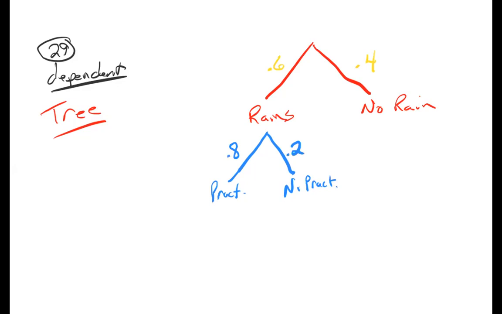Now, if it does not rain, what's the probability that he practices piano? If it's not raining, he's probably going to go outside. He'd be more apt to go outside. If it does not rain tomorrow, there is a 40% chance that John will practice, which means there's a 60% chance that he will not.